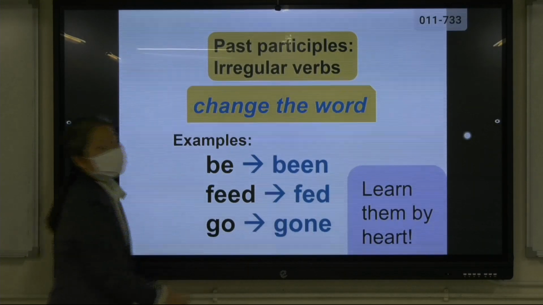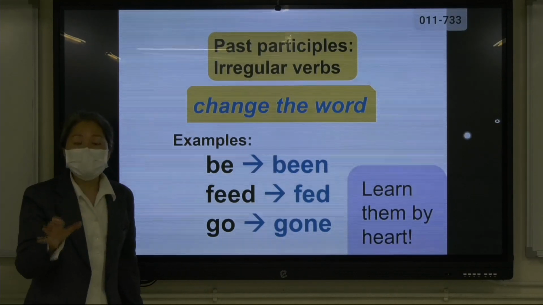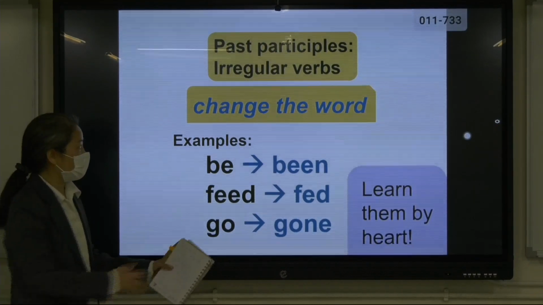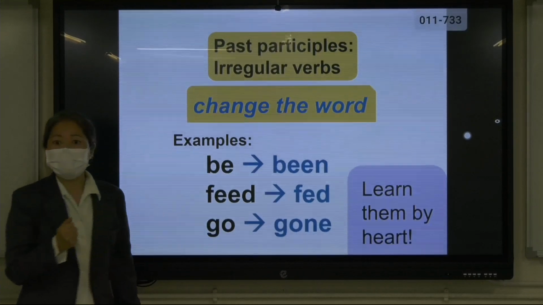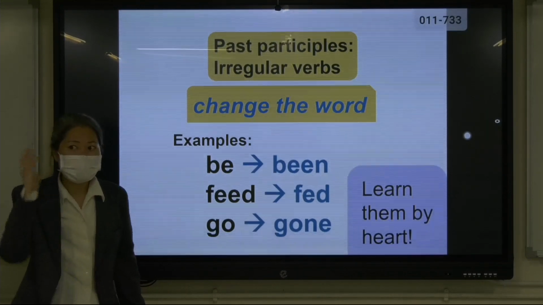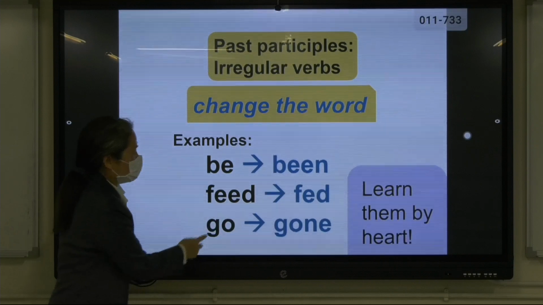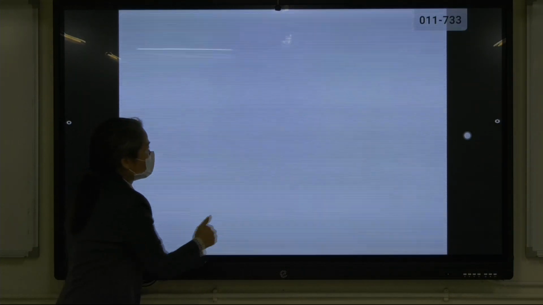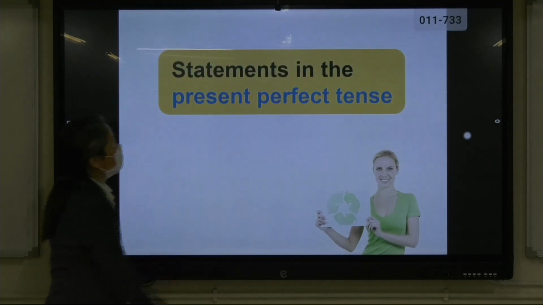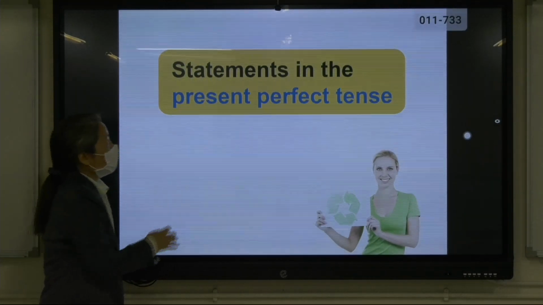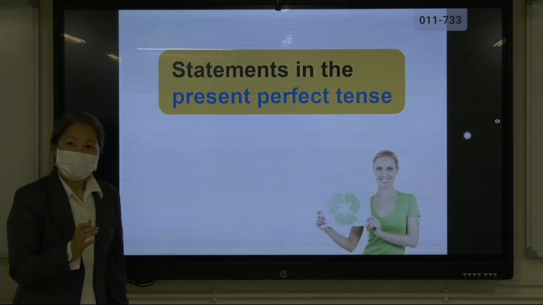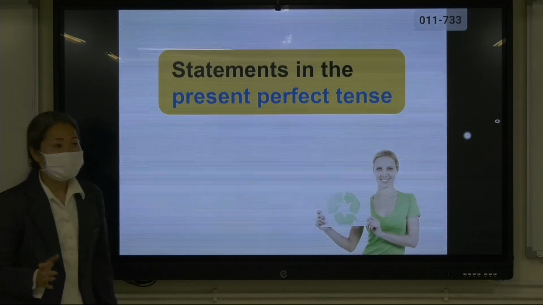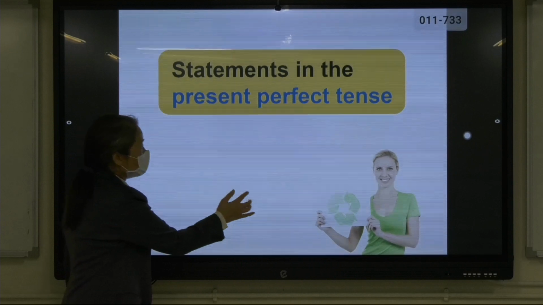Okay, gone is the past participle. There are no rules for this thing. So we need to memorize the past participle. I said, no rules to follow, no ed. Okay. And how can we form positive statements and negative statements in the present perfect tense?